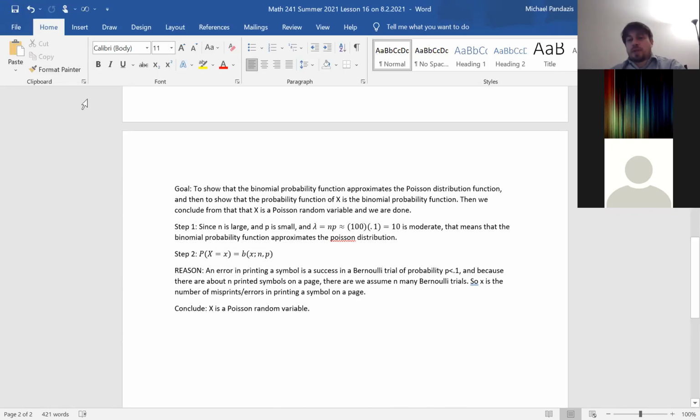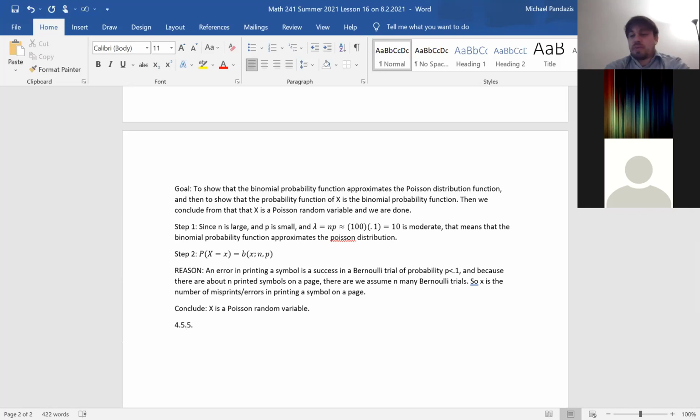And this problem is a little different than most, because normally to show X is a certain type of random variable, you would say it has the corresponding probability function for it, right? Normally you would want to say that X has a Poisson distribution to prove it's a Poisson random variable. But in this example, since the binomial distribution and the Poisson distribution are approximately the same under certain conditions, you want to show those conditions apply in this example, and then find that its probability function is the binomial probability function. And then it's a Poisson random variable. Okay, so this problem has a little extra step in showing that a random variable is a certain type.